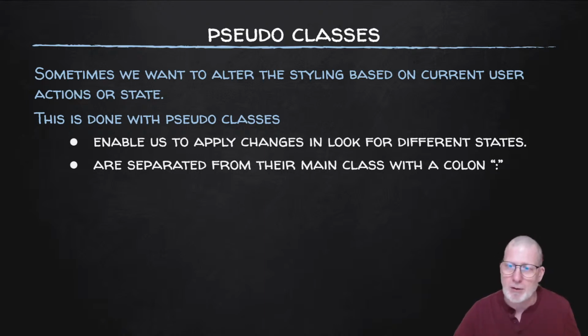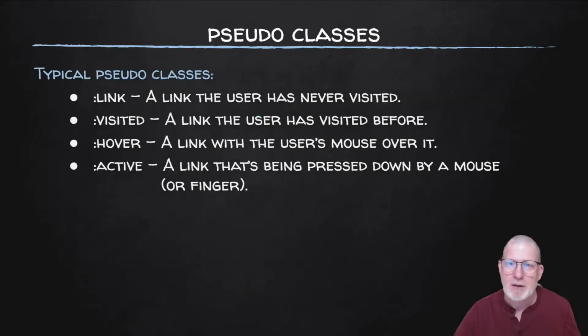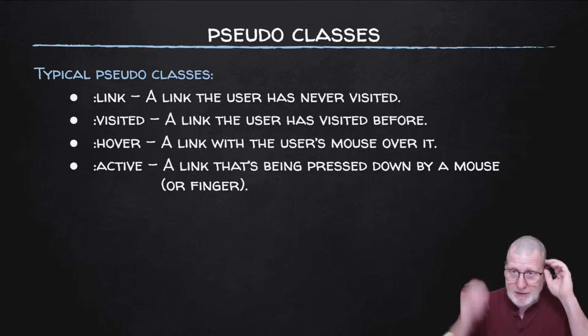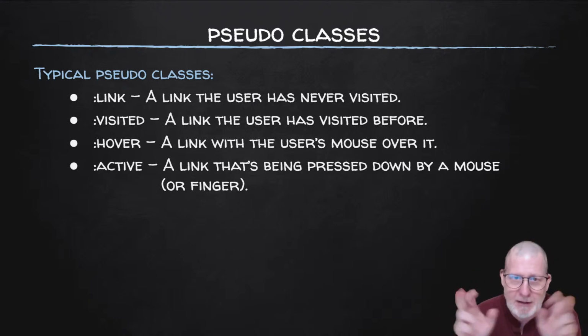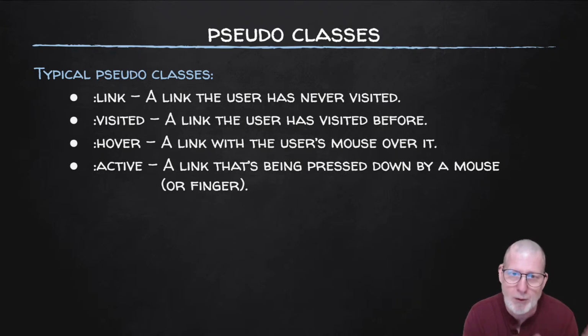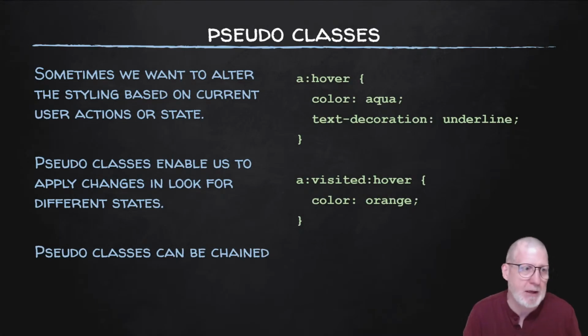And we use those pseudo classes by attaching a colon and the name of the pseudo class in the CSS selector. These selectors are only selected when not only is the right class and tag match, but also when the current state matches as well. So it's a little easier with an example, and you can link them together.